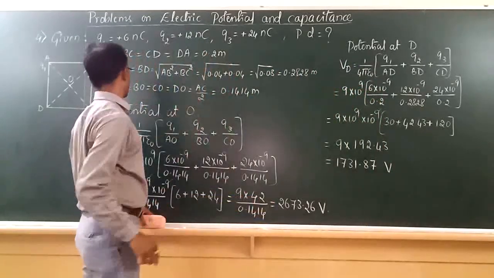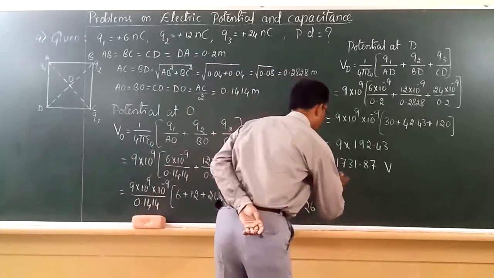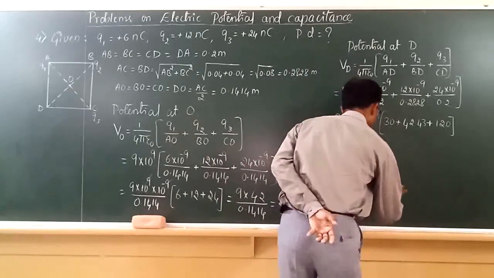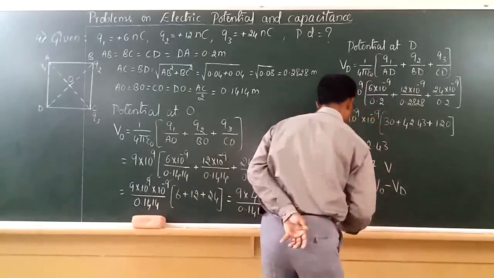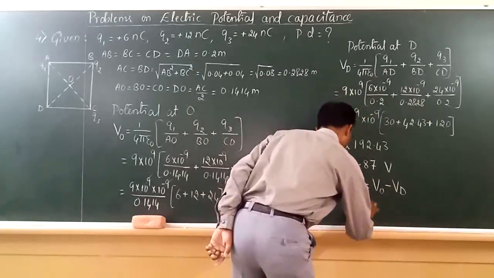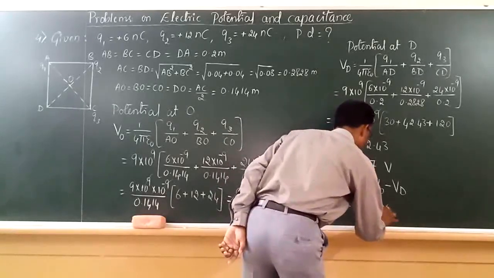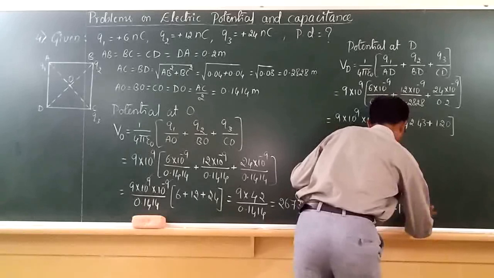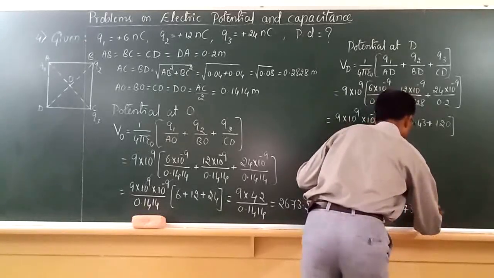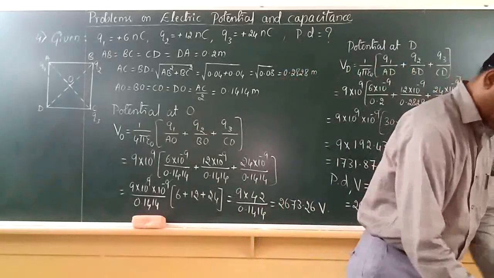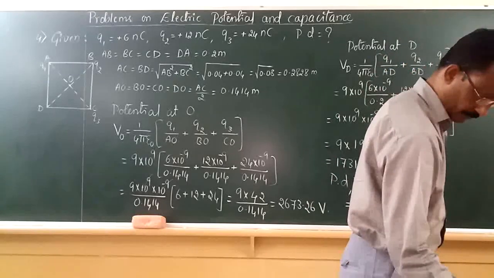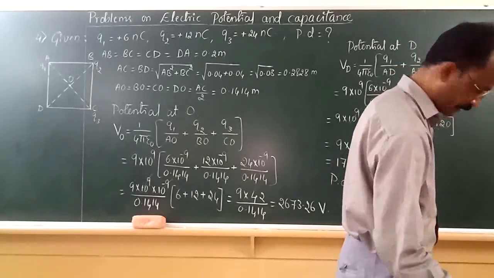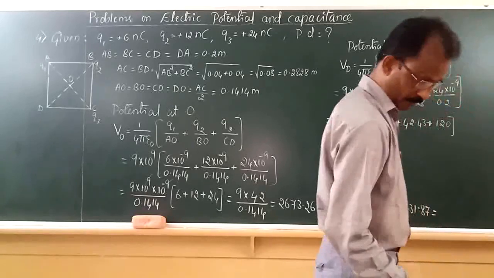Now finally, the potential difference between point D and the center of the square. Potential difference V is equal to VO minus VD, that is equal to 2673.26 minus 1731.87, which is 941.39.